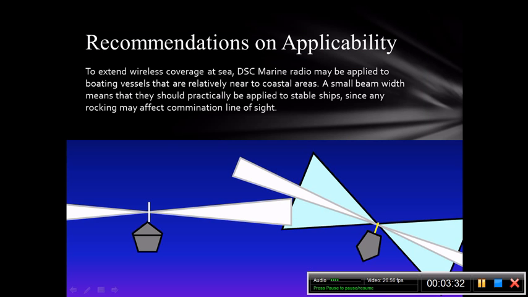The DSC Marine Radio can be applicable for receiving weather forecasts and navigational warnings, and for distress assistance. To increase the transmitting distance, by analysis of the link budget, the transmit power can be increased or the receiver sensitivity. However, it would be best to increase the antenna height to ensure longer communication ranges.